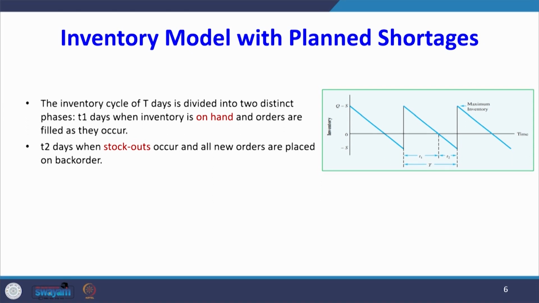T1 days when inventory is on hand and orders are filled as they occur. T2 days when the stock out occurs and all new orders are placed on back order, because due to shortages this will be kept for the back order.